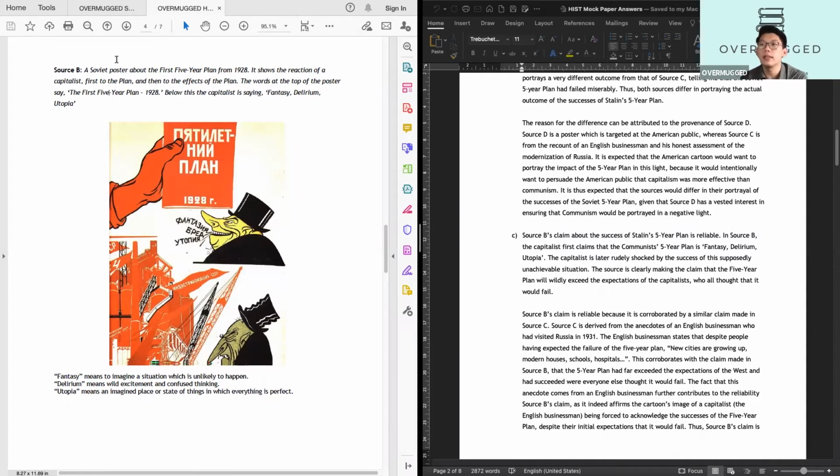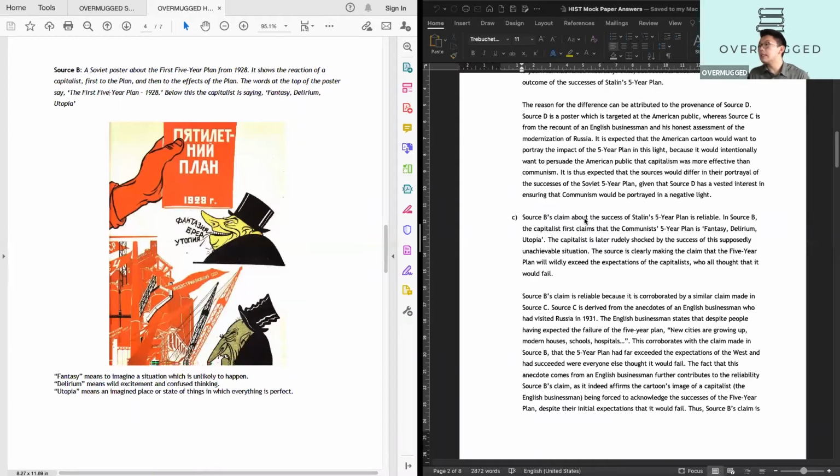So the preamble writes, a Soviet poster about the first 5-year plan from 1928. It shows the reaction of a capitalist, first to the plan, then to the effects of the plan. The words at the top of the poster say, the first 5-year plan, 1928. Below this, the capitalist is saying, fantasy, delirium, utopia.